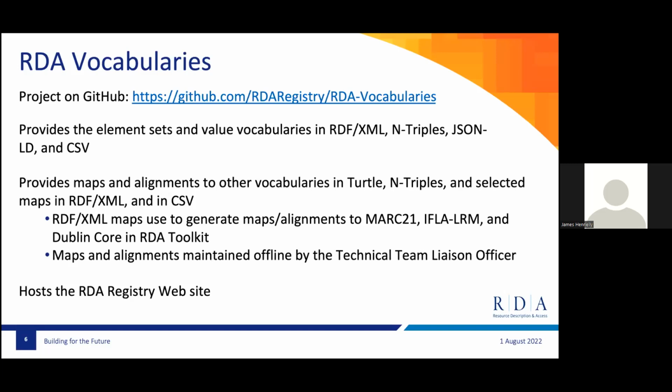The reason why we have some in RDF XML, those maps are used to generate the maps and alignments to MARC 21, the IFLA LRM, and Dublin Core in RDA Toolkit. The maps and alignments are maintained offline by me. And when those are ready, when we're ready for a new GitHub release, I will upload the new maps and alignments. RDA Vocabularies also hosts the RDA Registry website.